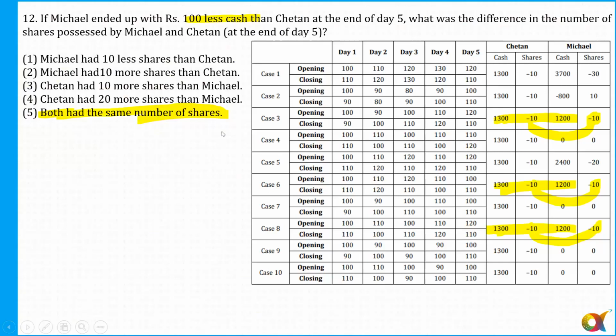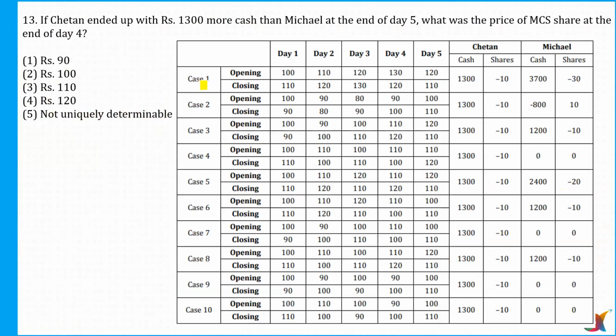Let's move to question number 13. If Chetan ended up with 1300 more than Michael. If Chetan ended up with rupees 1300 more cash than Michael's, not shares, cash, so it's 0 at 1300, 0 at 1300, cash 1300. So these are the cases. So there are 4 possibilities.